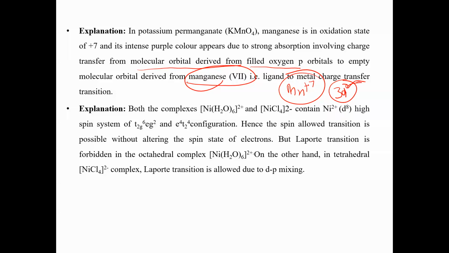If I talk about the second one, both the complexes are high spin systems, right? So one electronic configuration is this, the other one is this. Hence the spin allowed transition is possible without altering the spin state of electrons. But Laporte transition is forbidden in octahedral complexes. On the other hand, in tetrahedral complexes, Laporte transition is allowed due to some d-p mixing, right?